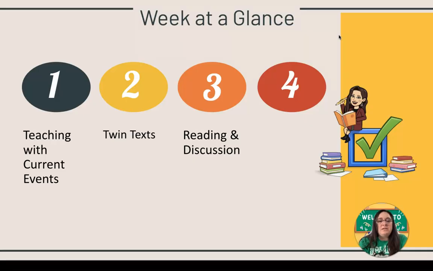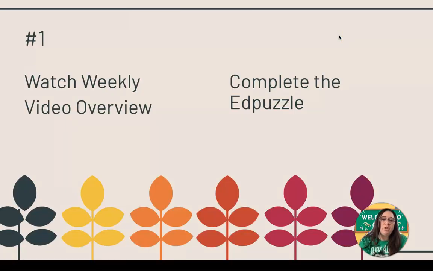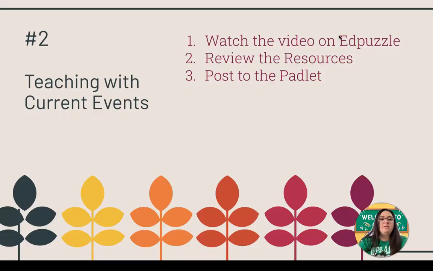The first is an assignment over teaching with current events. The second is a twin text assignment, an assignment that all students who take 385 complete, and then we've got the reading and discussion. All right, so you're completing assignment number 1 right now, which is this weekly video overview. Assignment number 2 is a teaching with current events assignment. So let's take a look at that.